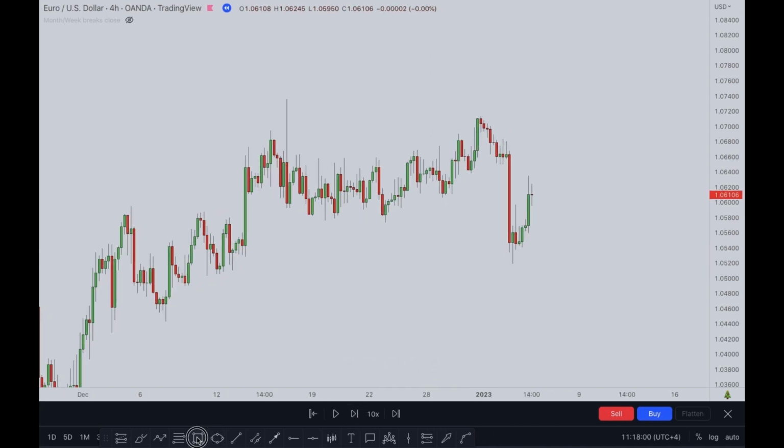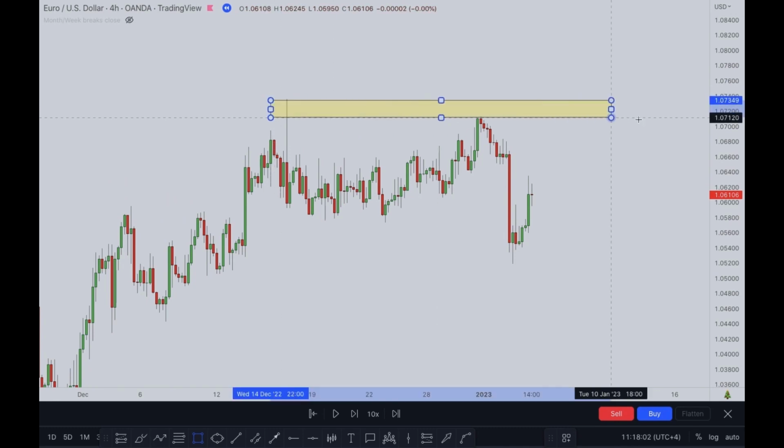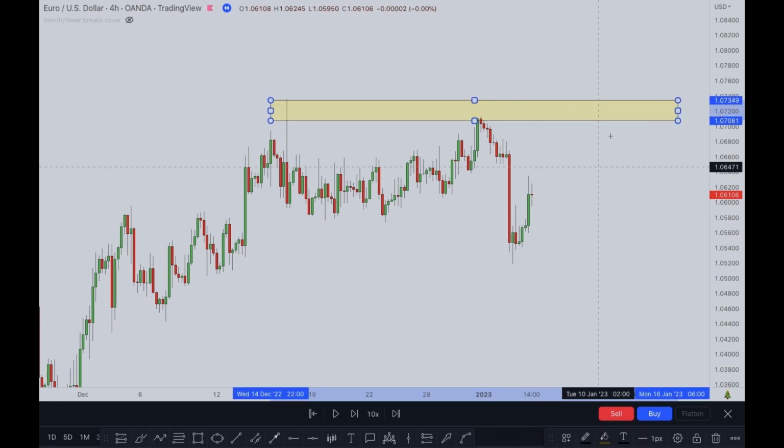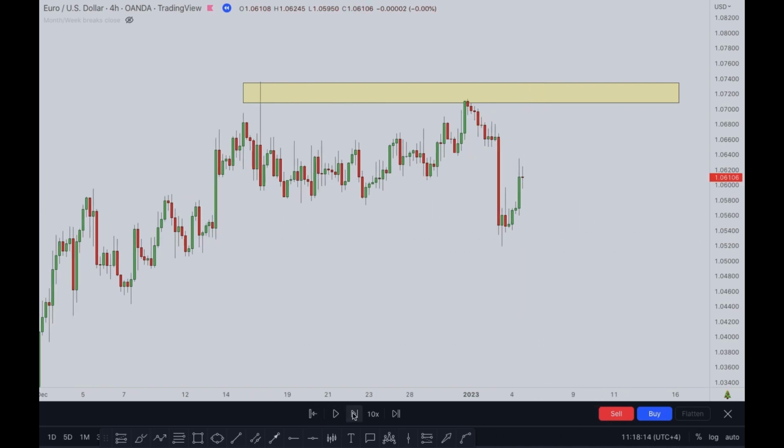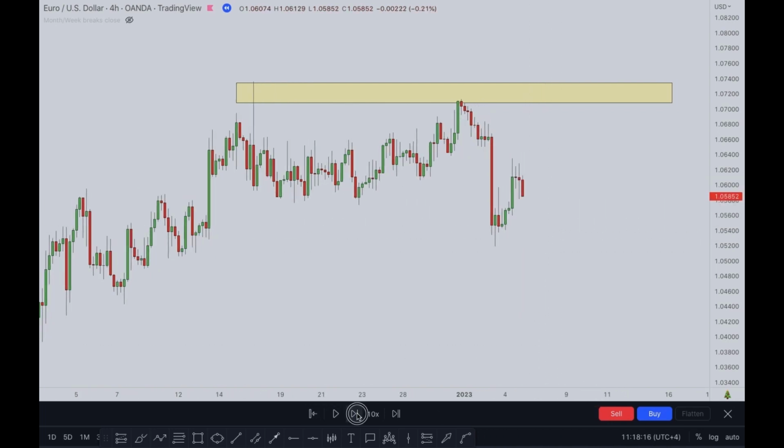So we had this pullback, right? So this is our zone. We have this high. As long as price has not broken above this high, this is still a downtrend, and we are just looking for selling opportunities, right? So this is just a pullback, and then we want to wait for the end of the pullback before we go short, right? So let's go forward.